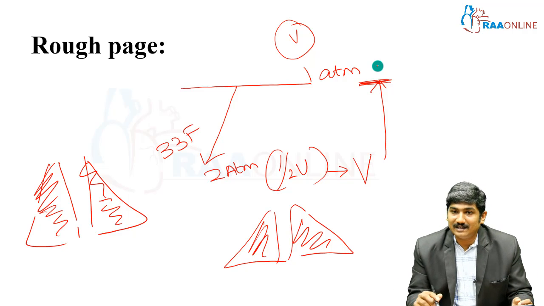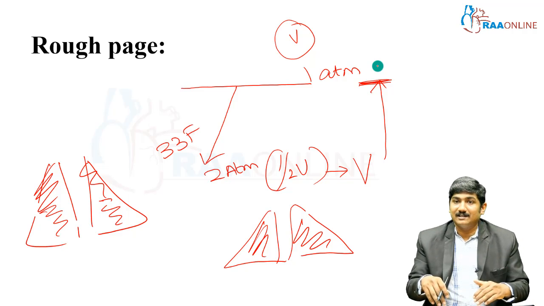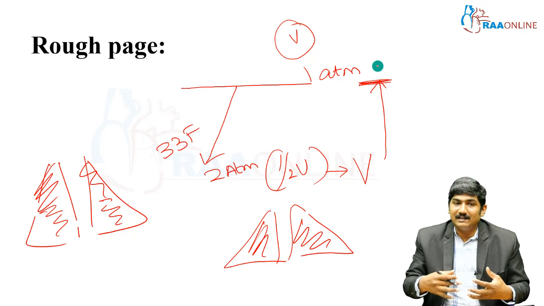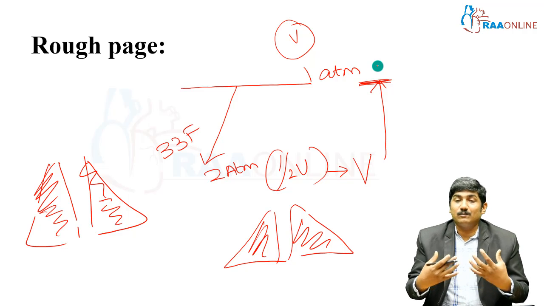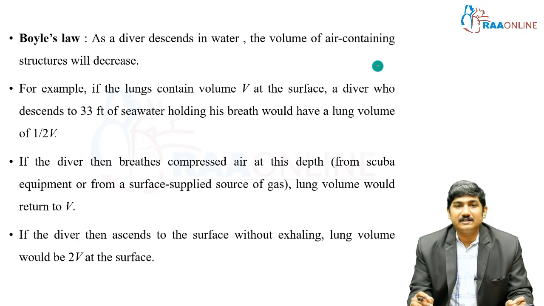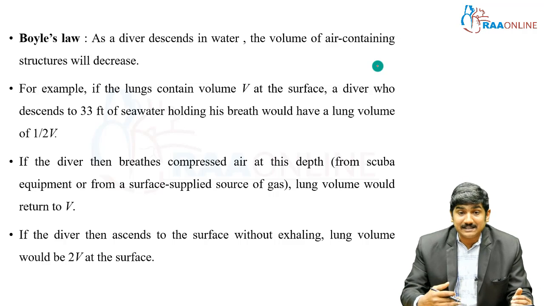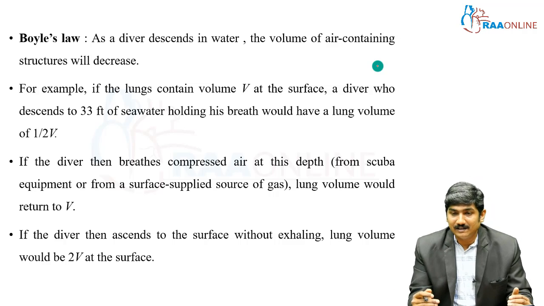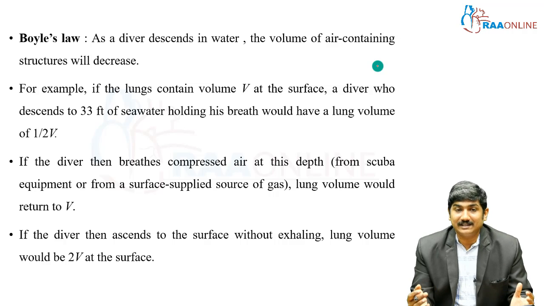So this is why he might feel a little comfortable inside the water, but once he reaches the surface, he will have a lot of tightness in the chest where he will develop more and more symptoms. Okay, so this should be the understanding. So now as the diver descends in water, the volume of the air containing structures will decrease. For example, if the lungs contain volume V at the surface, a diver who descends to 33 feet of seawater holding his breath would have a lung volume of half V. If the diver then breathes compressed air, this half V can be made into a V. If the diver then ascends to the surface without exhaling, the lung volume now becomes 2V at the surface.